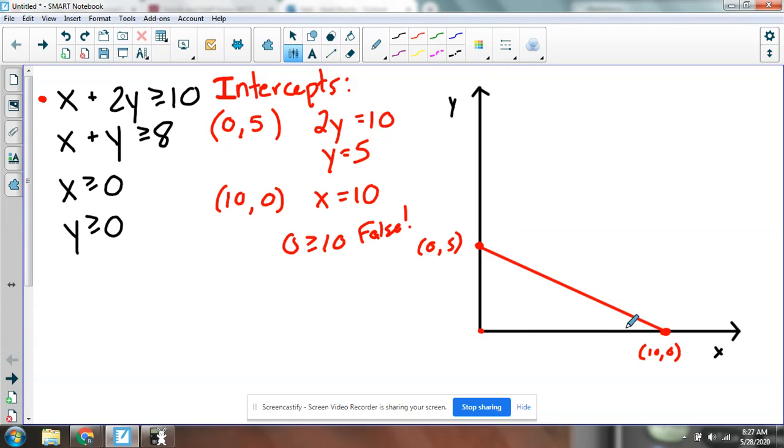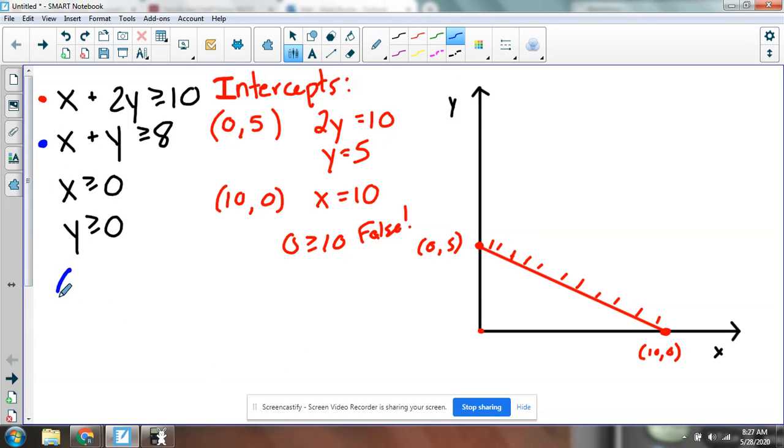So that means this is the wrong side to shade. So I'm going to shade above this line when I'm ready to start shading. I'm just going to do this right now just to remind myself that I have to shade above this line. Okay, now I'll do the same thing for the second line. I'll do that one in blue.